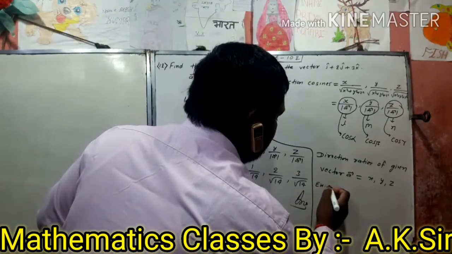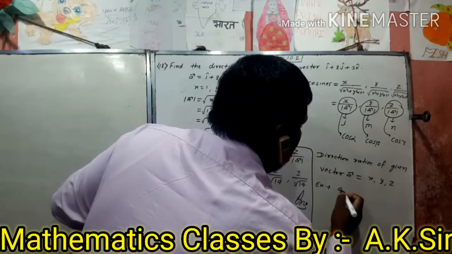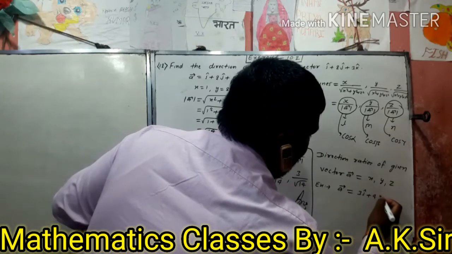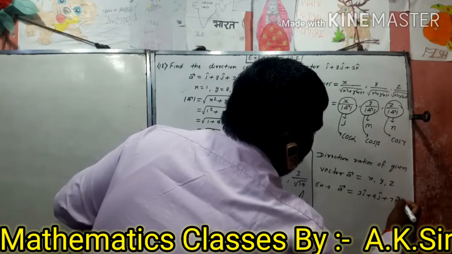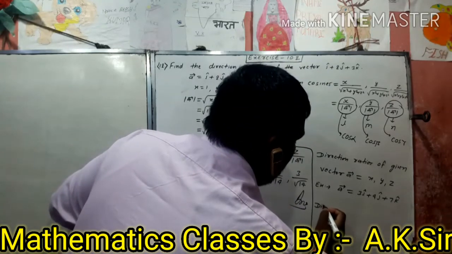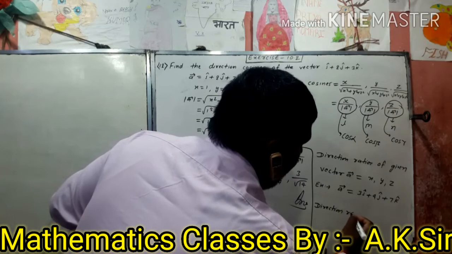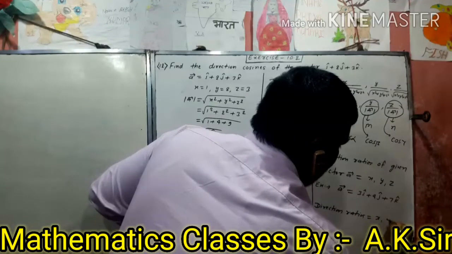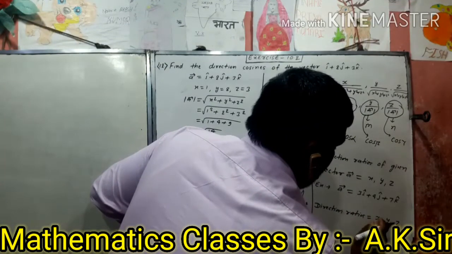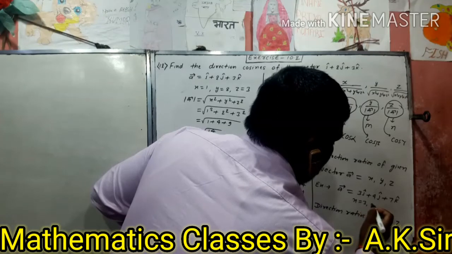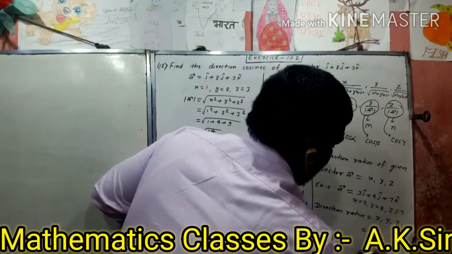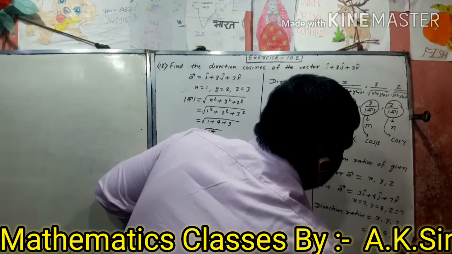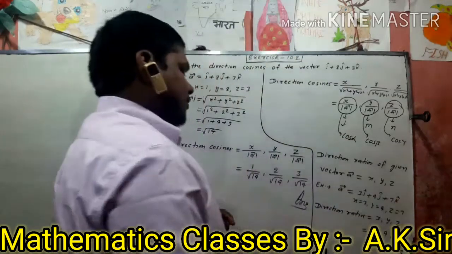Example, A vector is equal to 3i cap plus 4j cap plus 7k cap, then direction ratios are x, y, z. Here x is equal to 3, y is equal to 4, z is equal to 7. This is our answer of direction ratios.